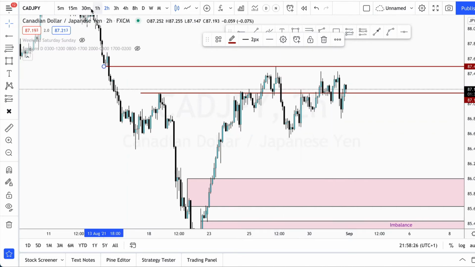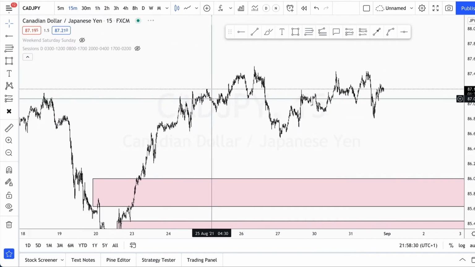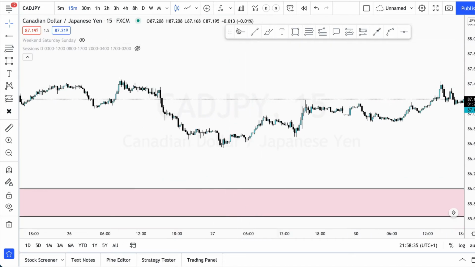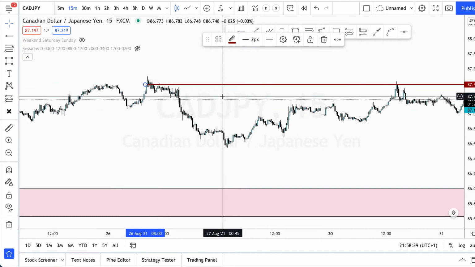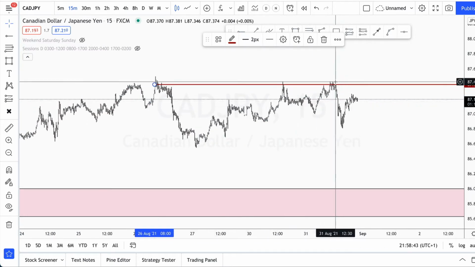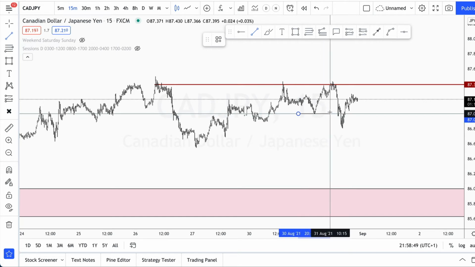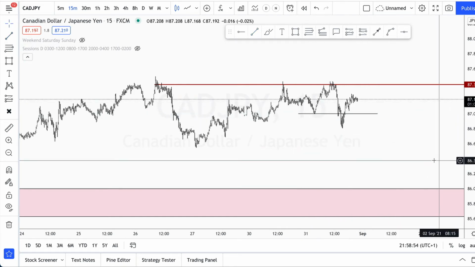Now if we come back to possibly a 15-minute, I'd imagine it's mitigated off one of these here. I'd say that one there is our 15-minute. You can see it's just tapped that. And now it's broken structure again on the 15-minute, which is here. So we've broken structure on the 15-minute.